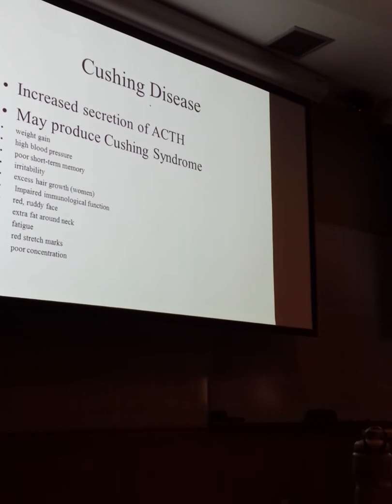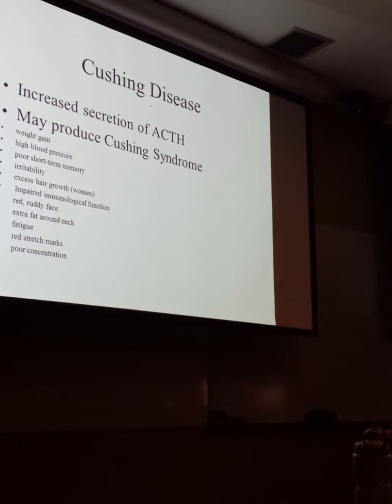The kind of appearance will be a moon face and a hump. It's a fat hump on the back of their neck. So a humpback, a little hump here on the back of the neck, and a moon face. That kind of is a tip-off that you may be dealing with Cushing's syndrome.